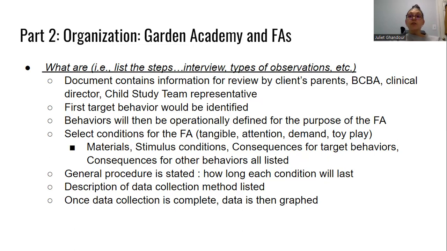Under each condition, there are subsections that list the materials necessary for each condition, stimulus conditions, the consequences that will occur for when target behaviors occur, and the consequences that will occur for other behaviors that occur as well. All those are listed under each condition in that FA. There's also a section for general procedures that explains how long each condition will last. Typically at Garden Academy, when FAs are run, conditions last about 5 minutes per condition. Once an FA is conducted, data is collected, and then data will be graphed.